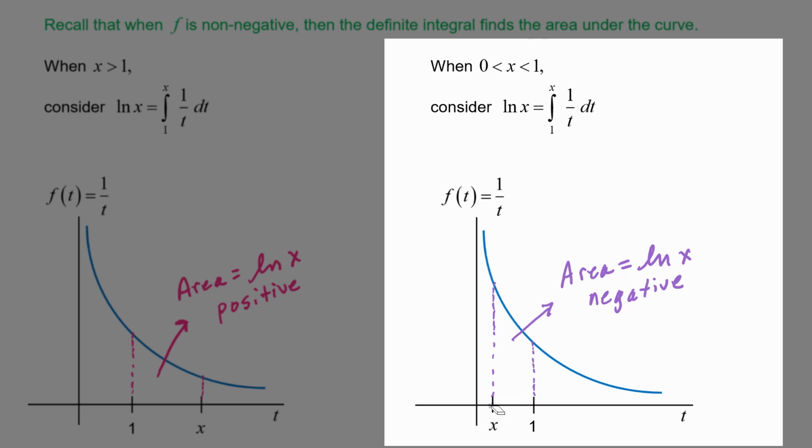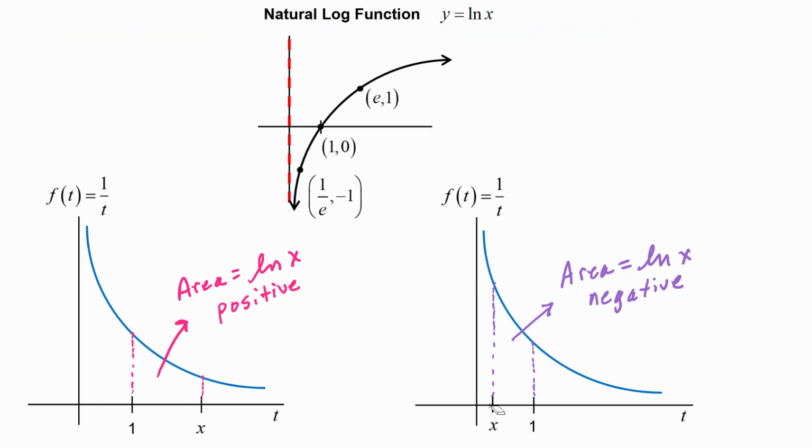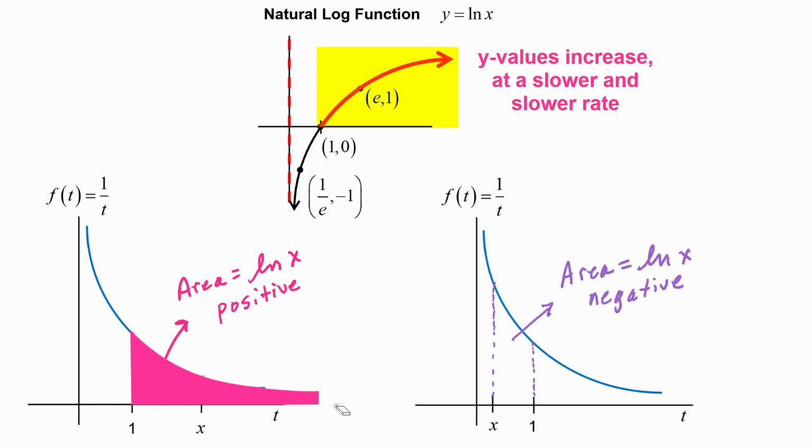Now I want to help you see how these two areas correspond with the graph of natural log of x. This one here, starting at 1 and going to x, corresponds to this part of the graph of natural log of x. As x gets bigger and bigger, then the area continues to get bigger, but at a slower and slower rate. And that's why on the curve of natural log of x, it continues to increase as x gets bigger, but it increases slower and slower.